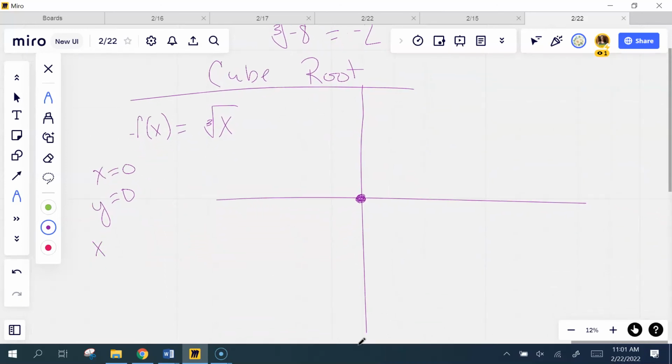So, if x is 1, what do you think y is? 1. Cube root of 1 is 1. 1 times 1 times 1 is 1. What if x is -1? You don't have to put any more points on it than that. I'm just going to show you the shape of it.